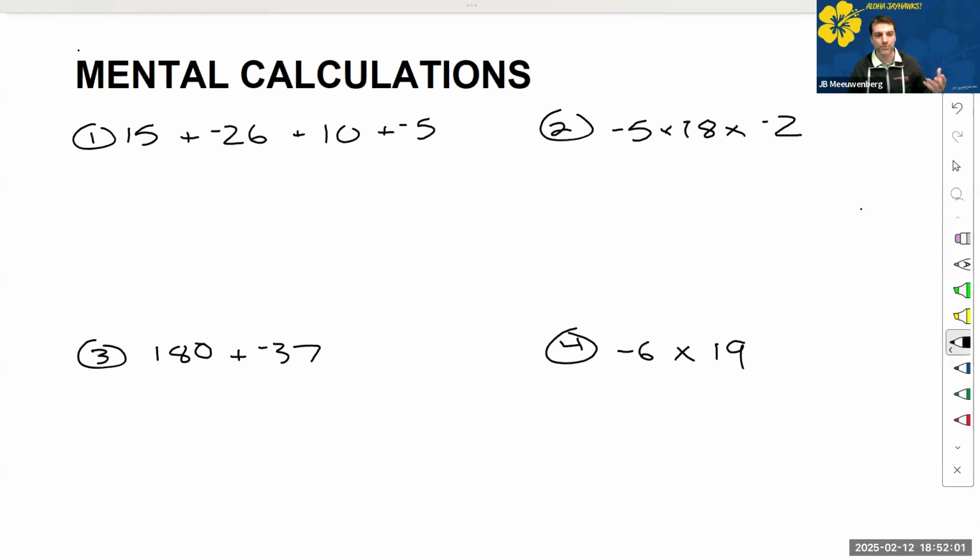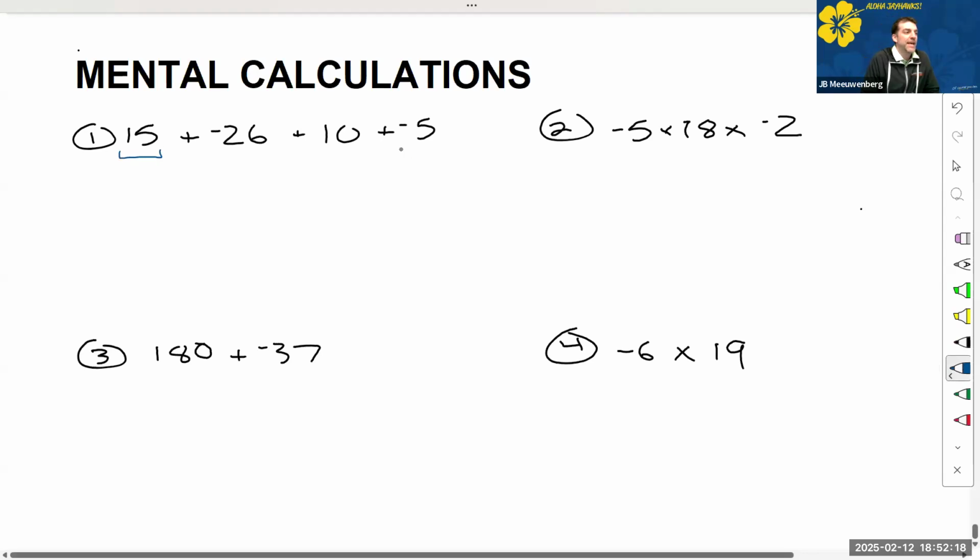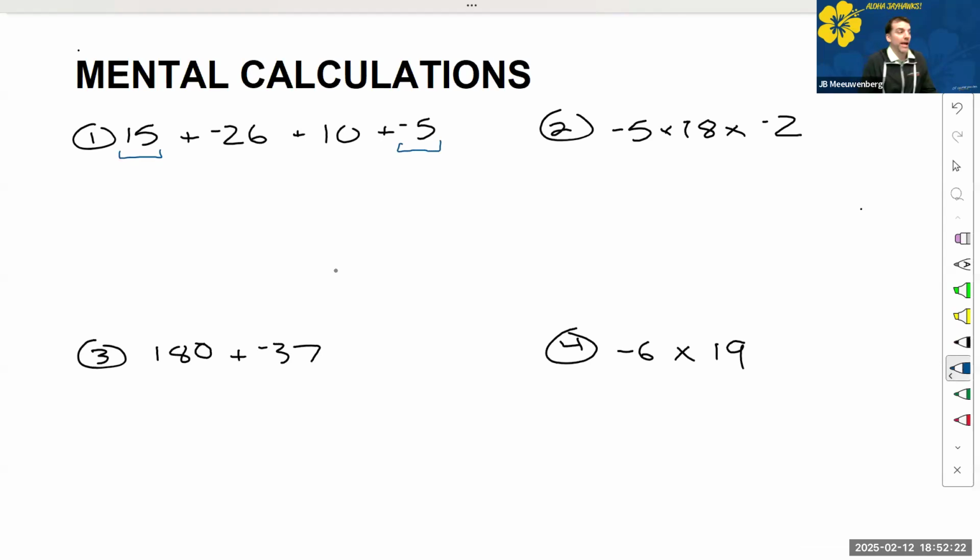So again, everybody's going to approach these differently. But if you're trying to use perhaps the strategy of finding compatible numbers, you're looking across this problem and saying, what ones fit together nicely? And the first thing I notice is that we have a 15 and we have a minus 5 that can be added together. So that's where I'm starting. I'm starting with the 15 plus negative 5.